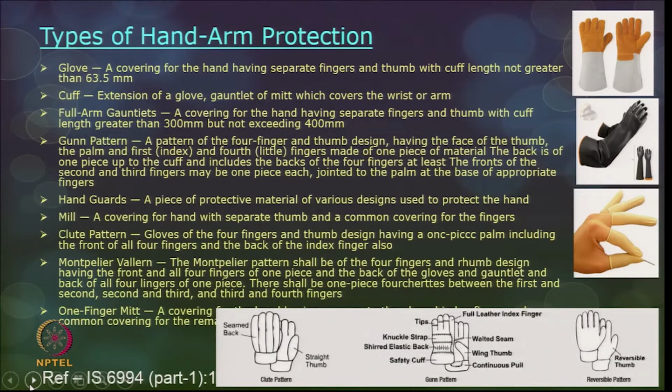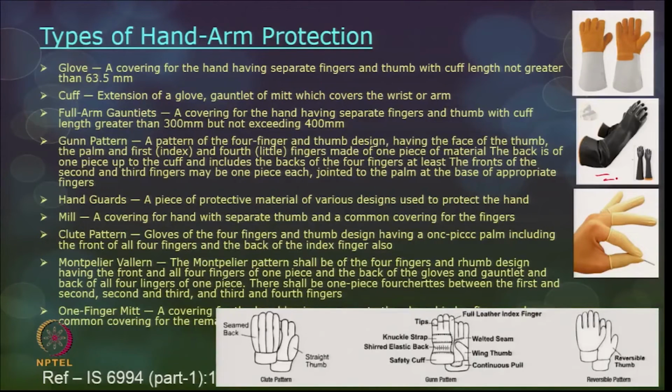Then what is a cuff? It is an extension of a glove which covers the wrist or the arm, and the next one is full arm gauntlets. Primarily it covers your full arms. You would have seen people wearing them when they drive two-wheelers. That is primarily called full arm gauntlets. This is a covering for the hand having separate fingers and thumb, with the cuff greater than 300 mm but not exceeding 400 mm. So, between 300 mm and 400 mm you have a longer cuff, and that is primarily called full arm gauntlets.